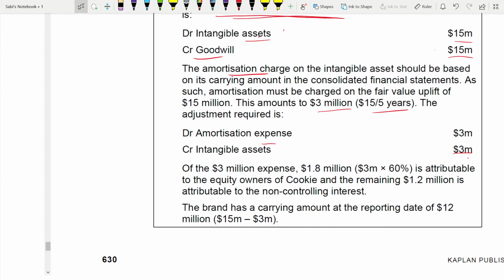Any expense, whether impairment, amortization or depreciation, you always have to charge with the parent and the NCI. Very important. So out of this 3 million expense, 60% will go to the parent, which is 1.8 million, and the remaining 1.2 will go to the NCI. You have to apportion it like that. And what about the brand? The brand now has a carrying amount of 12, which is 15 minus the amortization.